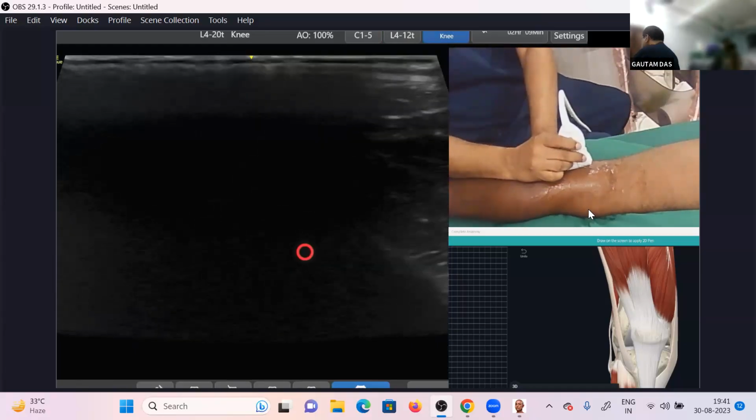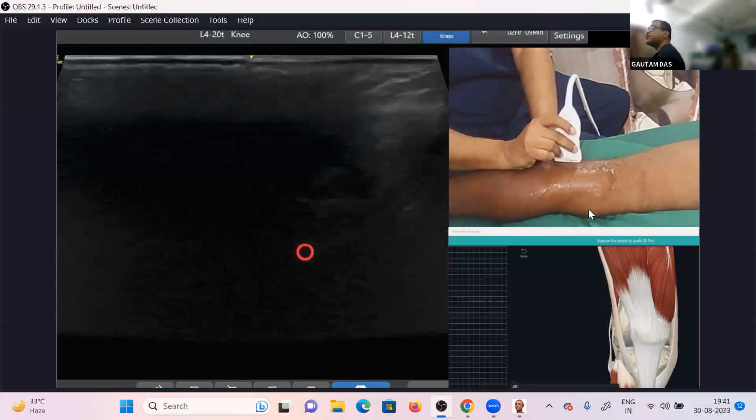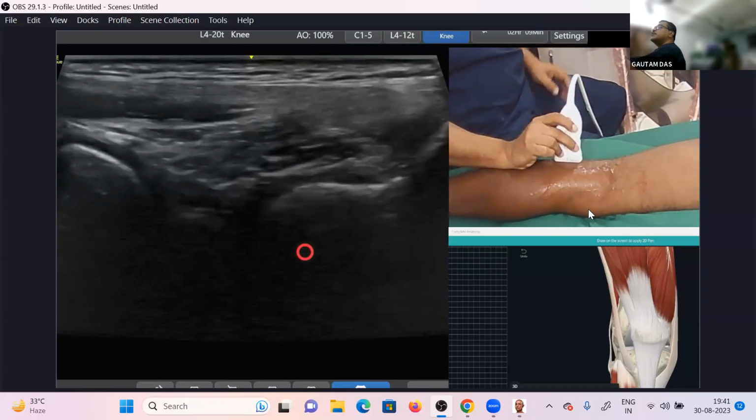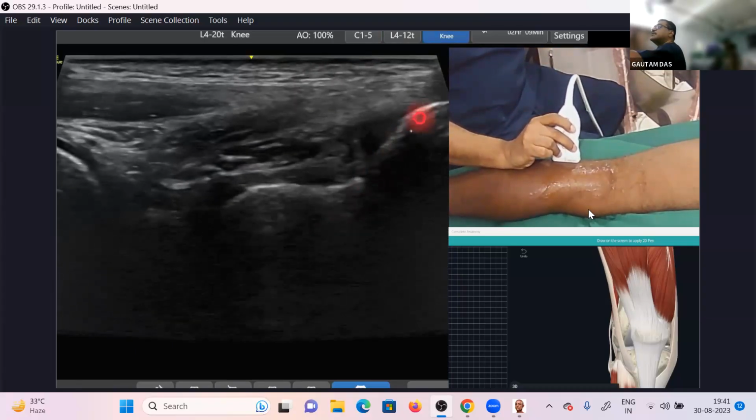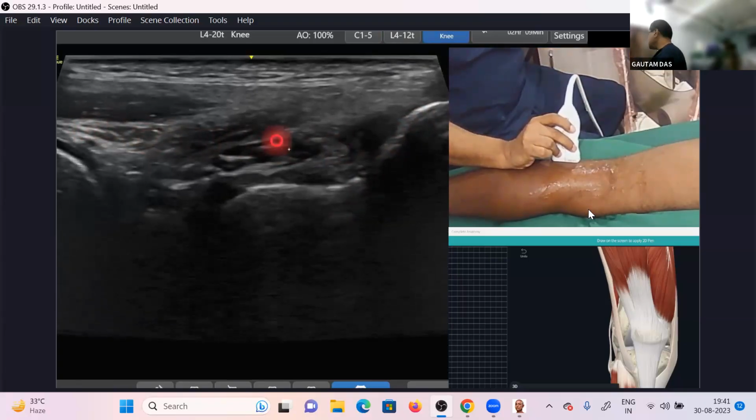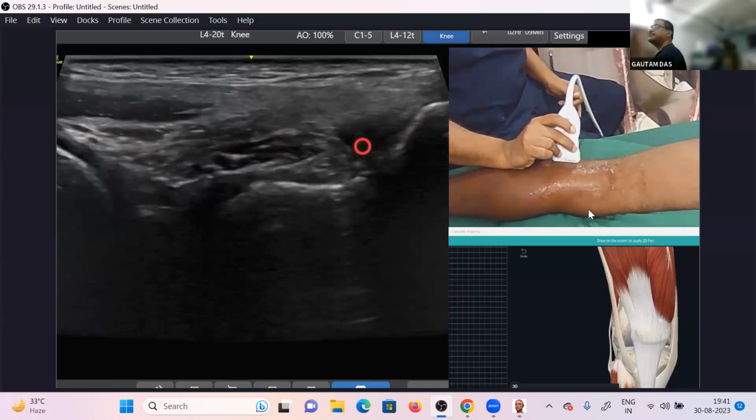Okay, so this is your fibular head. I'm holding the probe here. This is the fibular head, and this ligament is your arcuate ligament. This is your lateral band.